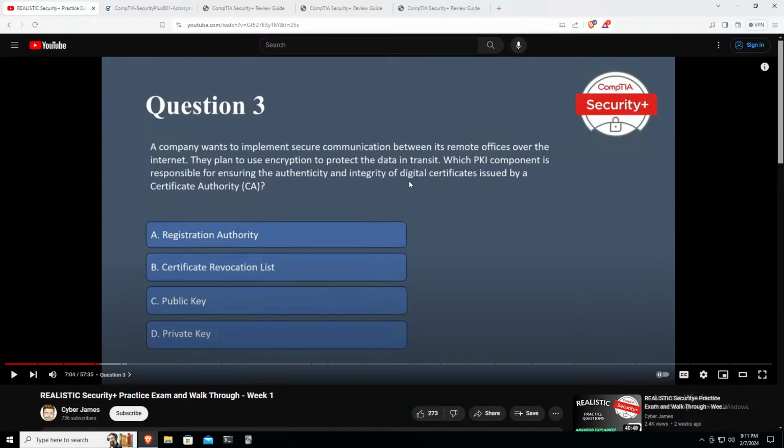Or, well, let's think about this one. We might get this one wrong. Yeah, I think it's registration authority. I could be wrong here, but I don't think in this scenario public key or private key would be the right answer. So I'm going with A.